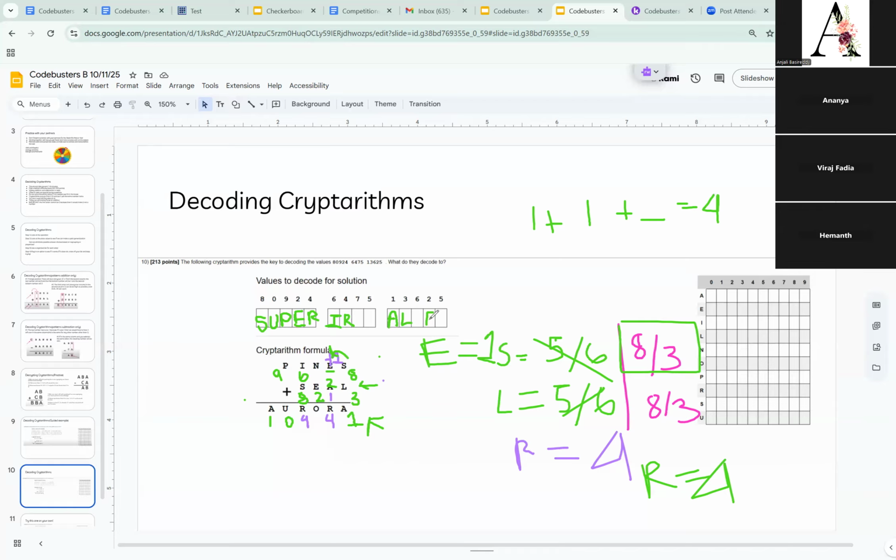Okay, so the only two values we have left are 5 and 7. So this time when we have only two values left over, we just try them and we can just switch them around, which would be faster.